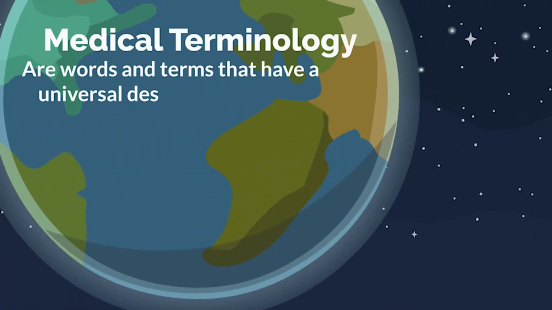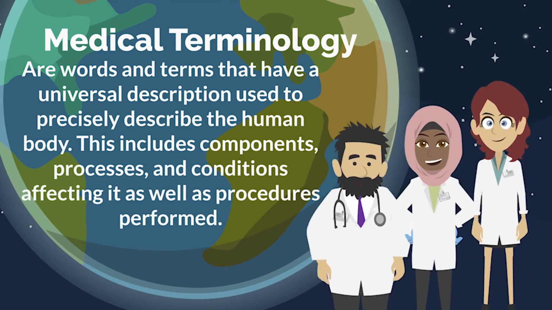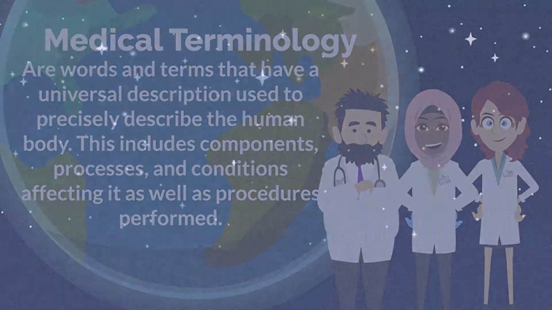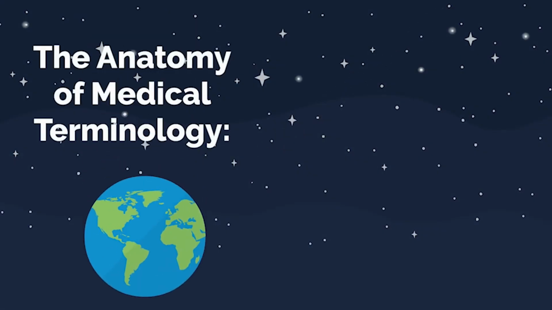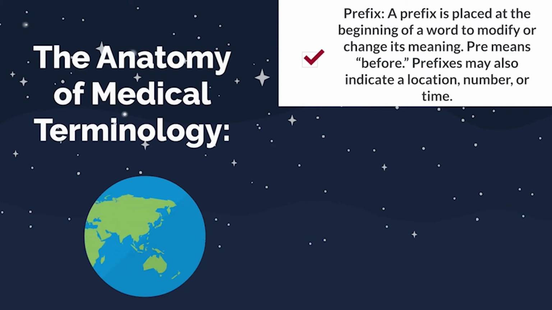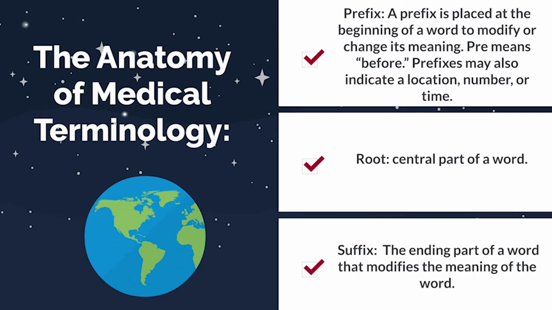But medical terminology is a universal description used to precisely describe the human body. This includes components, processes, and conditions affecting it, as well as the procedures that are performed. The anatomy of medical terminology is first, the prefix. A prefix is placed at the beginning of the word to modify or change its meaning. Pre means before, so prefixes may also indicate a location, number, or time. The root is the central part of the word, and the suffix is the ending part of the word that modifies the meaning.